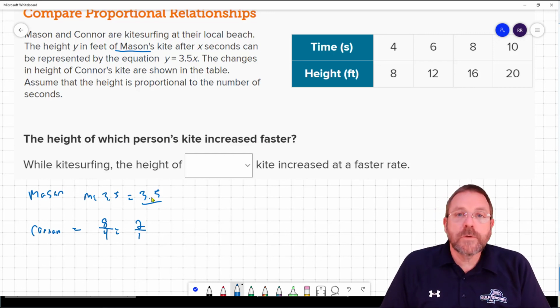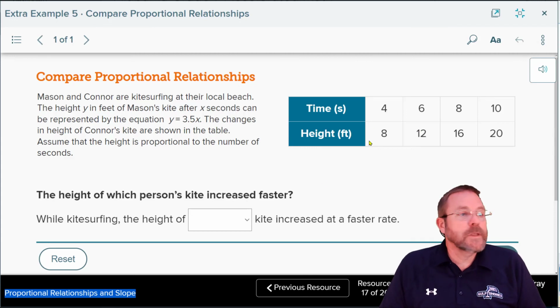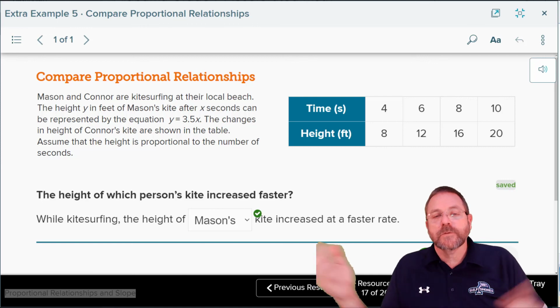Well, Mason's increasing 3.5 feet per second, while Connor is only increasing 2 feet per second. That means that Mason's kite is the one that's actually going to be increasing the fastest. Click over here, check, and the answer is done.